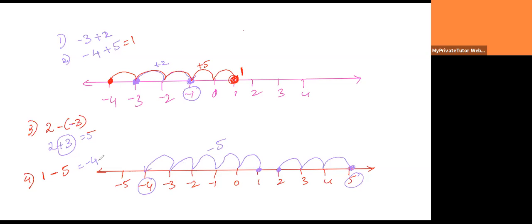So this is how we need to add or subtract numbers using the number line. Hope I answered your question.